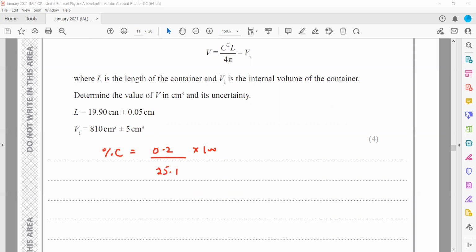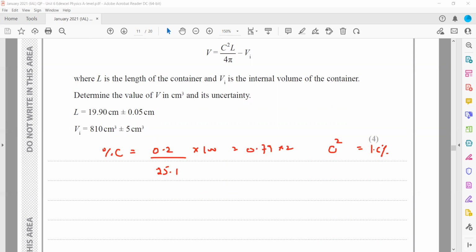So 0.2 divided by 25.1 into 100 will give us 0.79. But what is the uncertainty in C square? It will be multiplied by 2, which is equal to 1.59 or 1.6%. So C square is having an uncertainty of 1.6%.